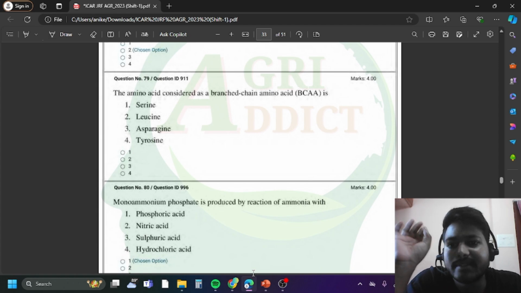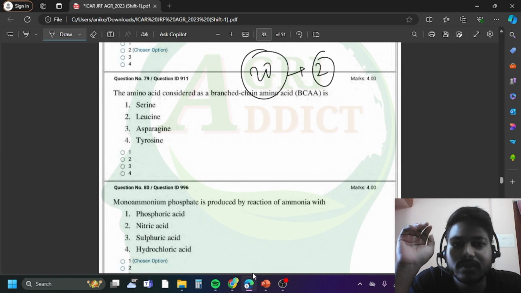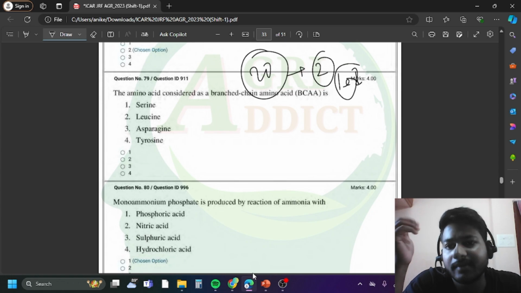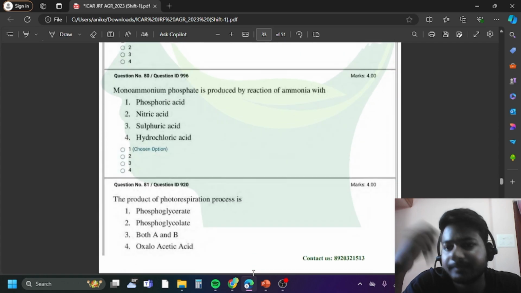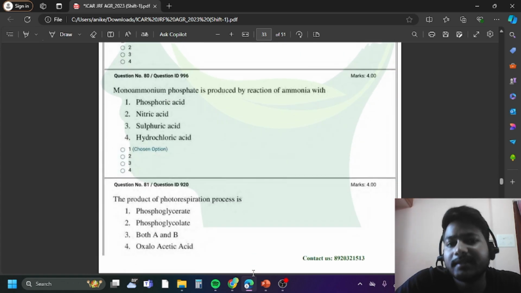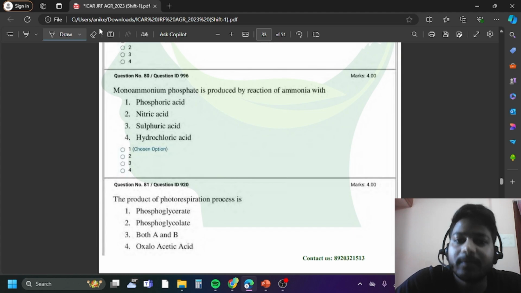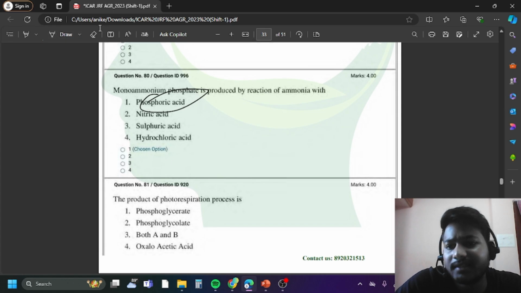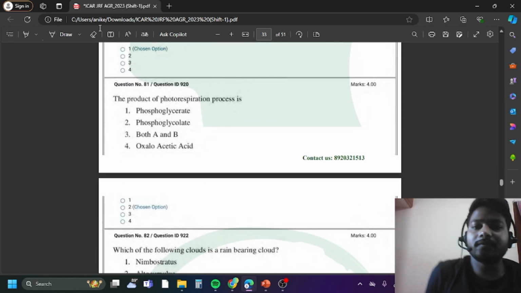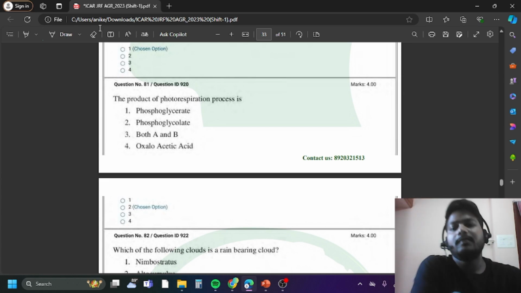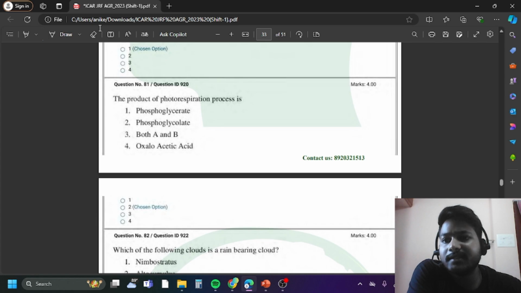Next is the amino acid considered as a branched chain amino acid. Out of the 20 amino acids, two, that is leucine and isoleucine, are branched chain amino acids. So leucine is the correct answer. Monoammonium phosphate is produced by reaction of ammonia with phosphoric acid, nitric acid, sulfuric acid or hydrochloric acid. Monoammonium phosphate, ammonia is there, so we need to look for the source of phosphate, that is phosphoric acid. Option number 1 is correct. Very easy questions. The product of the photorespiration process is phosphoglycolate and phosphoglycerate. Option number 3 is correct.